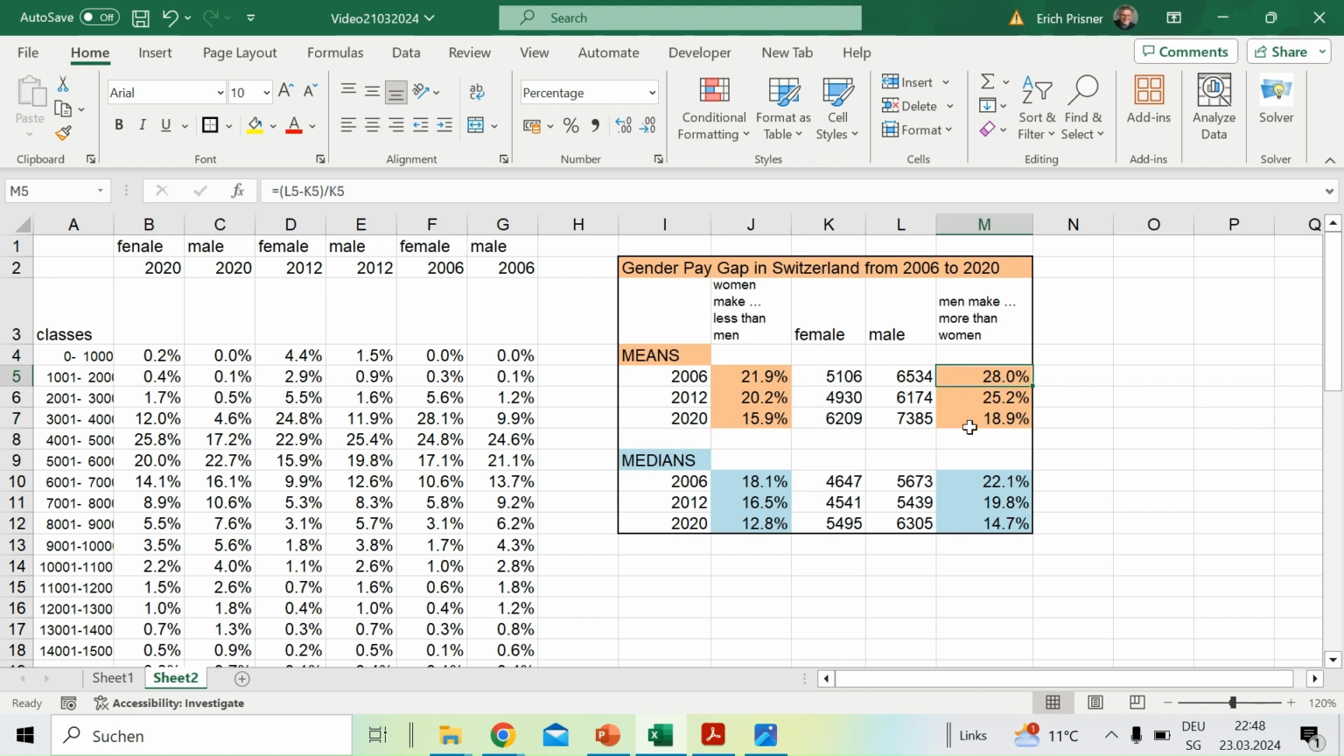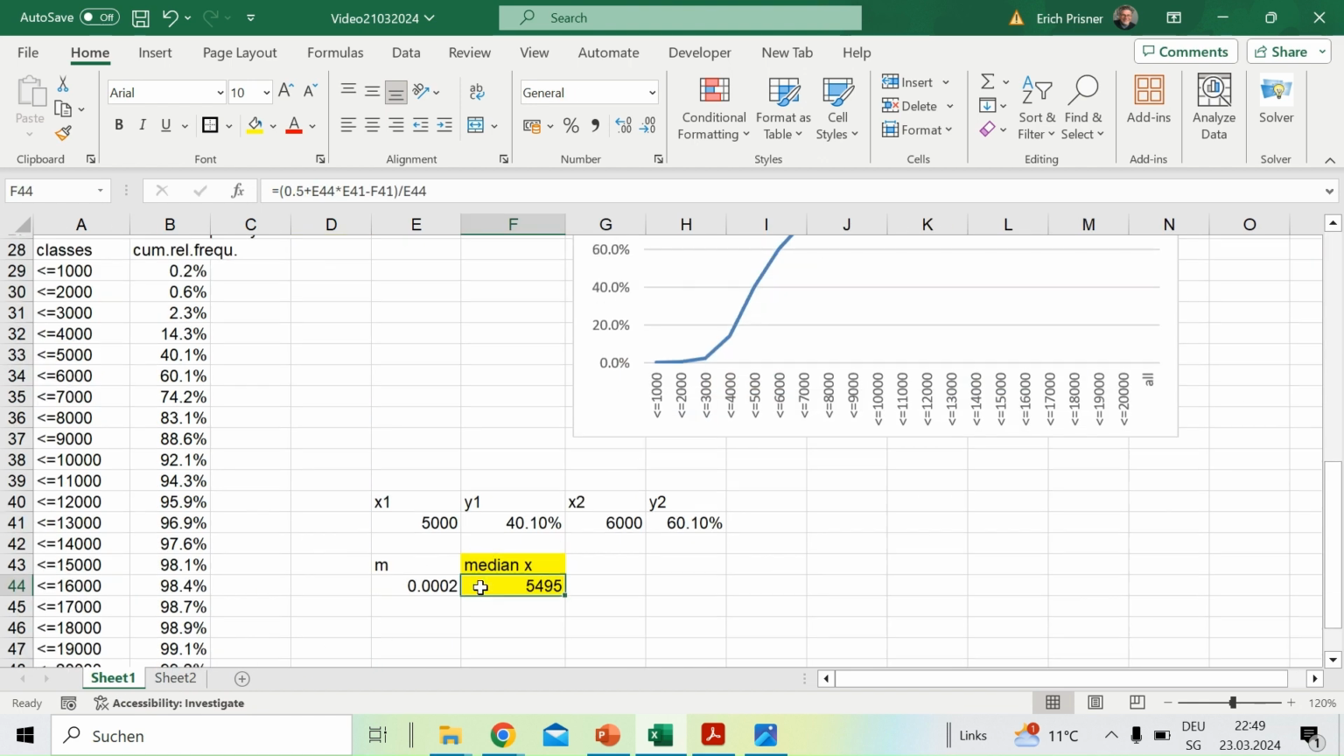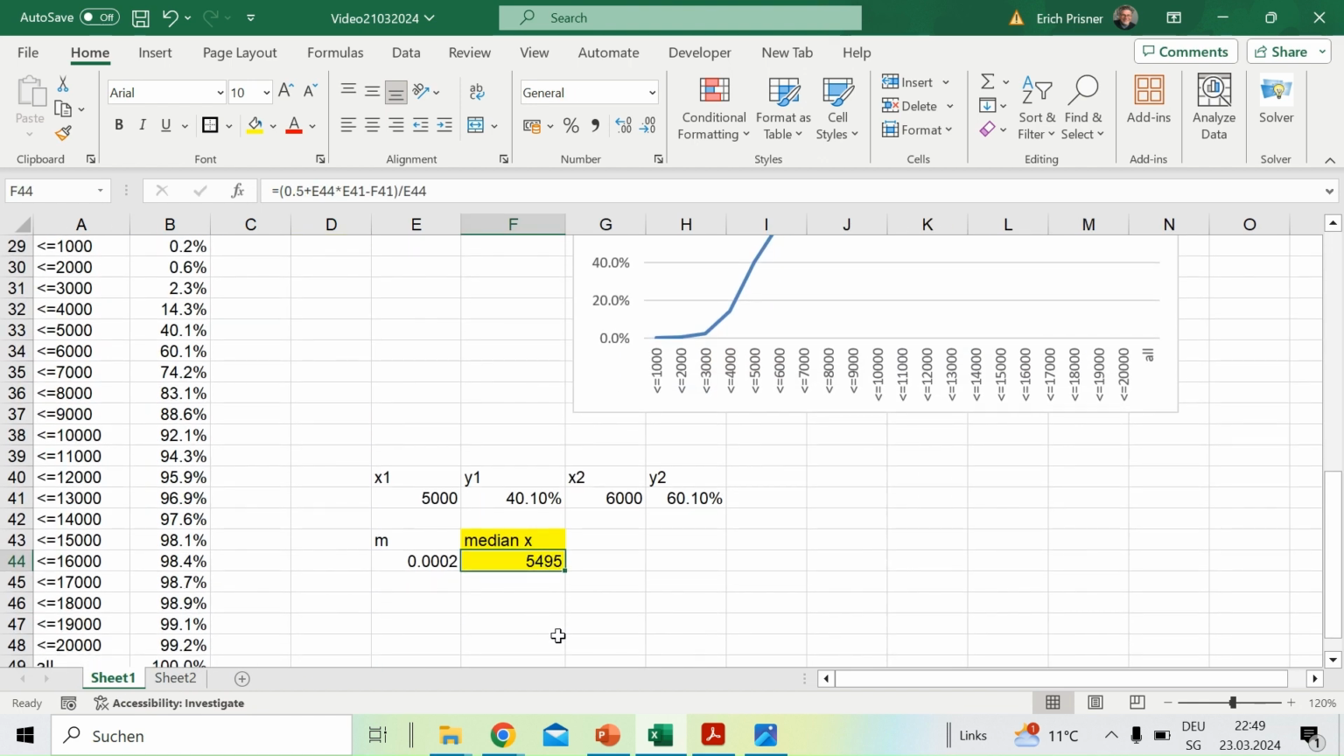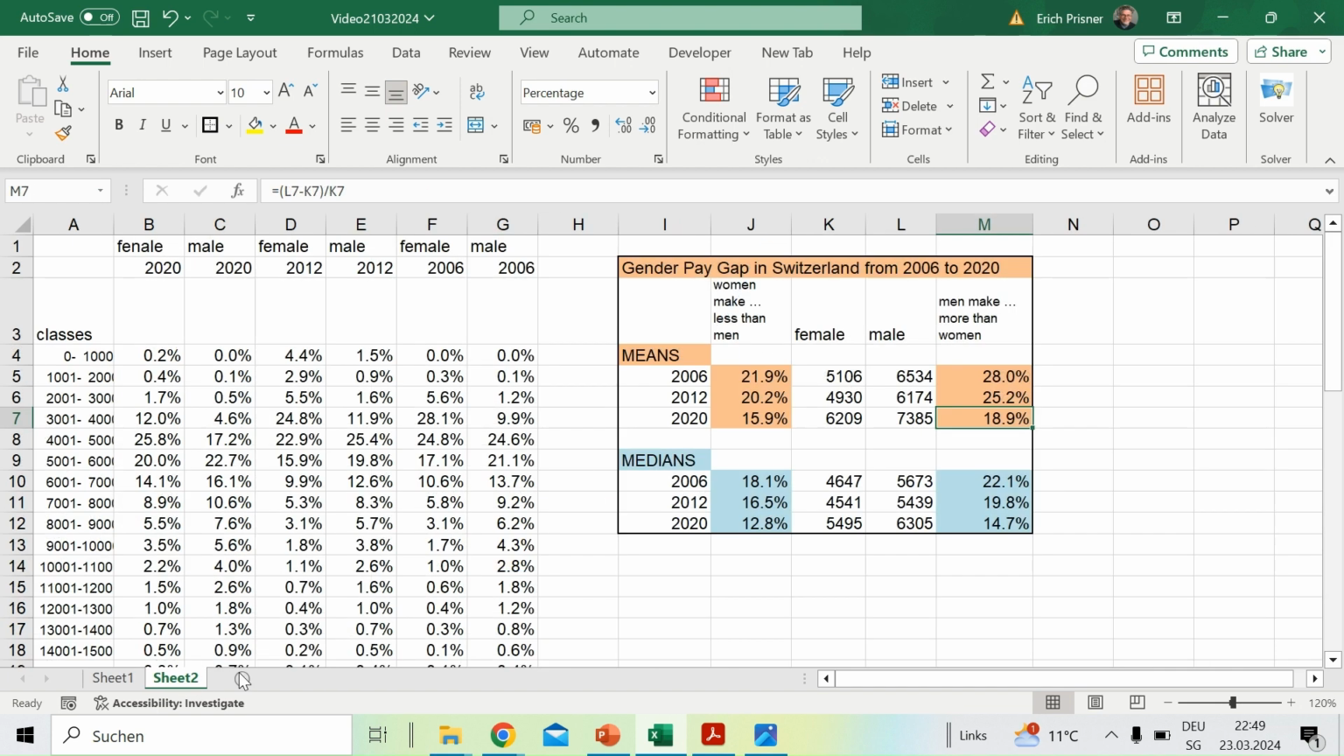And the amount that men make more than female is not the same number, obviously. So it's 28% in 2006, 25.2% in 2012, and 2020 it was 18.9%. So again, a decrease. And of course, the same we can do for medians. Remember, here this is female 2020, 5,495. So this is the value here.